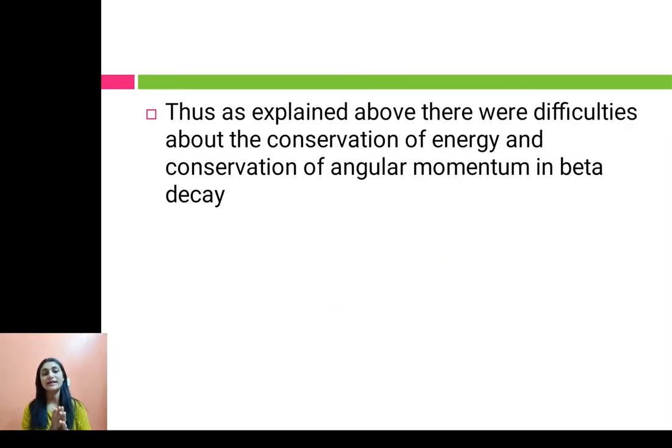Thus, as explained above, there were difficulties about the conservation of energy and the conservation of angular momentum in beta decay. Now, how we can find out the solution, that we are going to study in the next lecture.